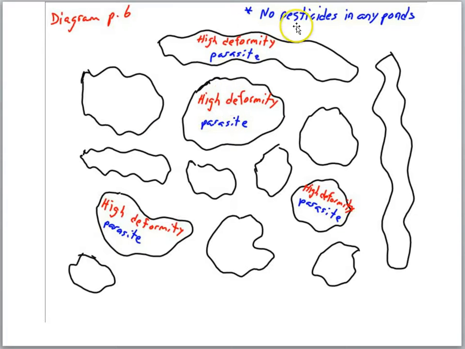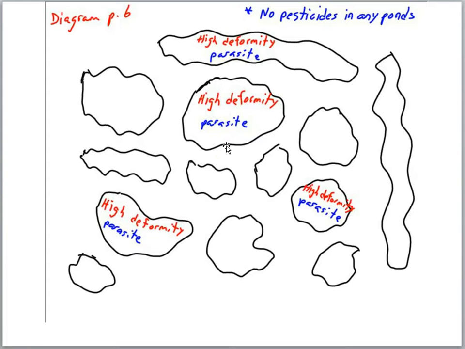Notice, though, there's no correlation between pesticides and frog deformities because there are no pesticides in any of the ponds. Yet there are lots of deformities here in this pond, but not in this pond. There's no pesticides here, yet there are deformities, no pesticides here, and no deformities. So that is not a regular relationship between pesticides and frog deformities. So this type of result indicates a correlation between parasites and frog deformities, and no correlation between pesticides and frog deformities.